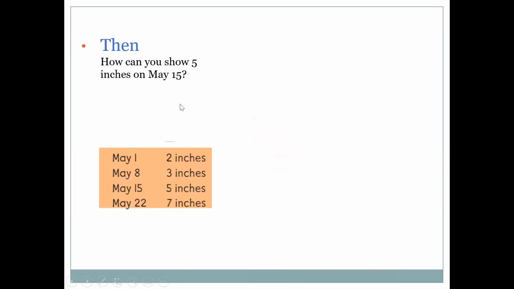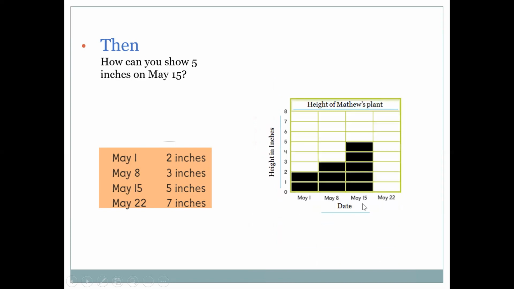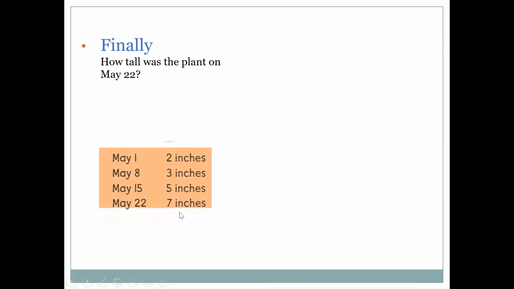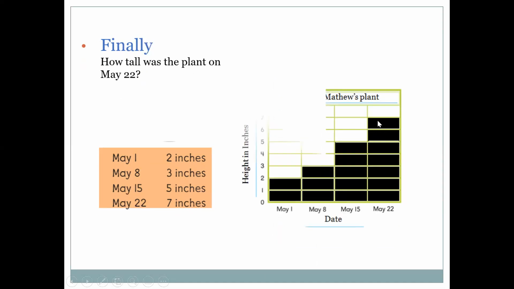Then what happened? Then how can you show 5 inches on May 15? 5 inches on May 15. Very simple. You just shade it all the way till number 5. And finally, how tall was the plant on May 22? This is the last day that he checked. It was 7 inches. Very good.